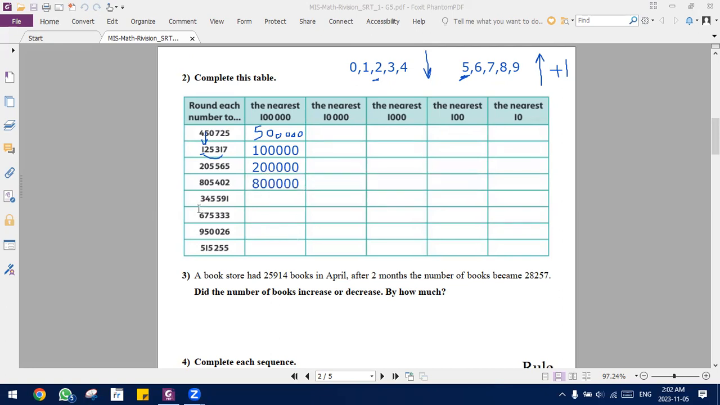Then 345,000. Again, we underline 3. We check 4. 4 is round down. So it's 300,000. Then 675,333. We underline 6, but we check the 7. Okay. Is 7 round up or down? It's round up. So the underlined value, which is 6, I should add 1 to it. It will be 7. And the other values will be 0. So this is 700,000.